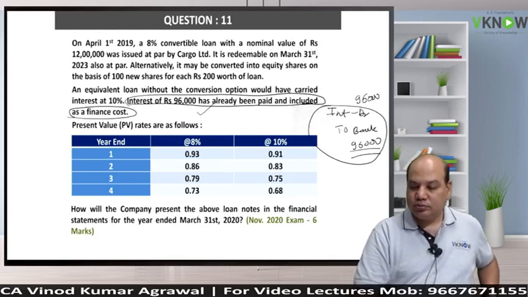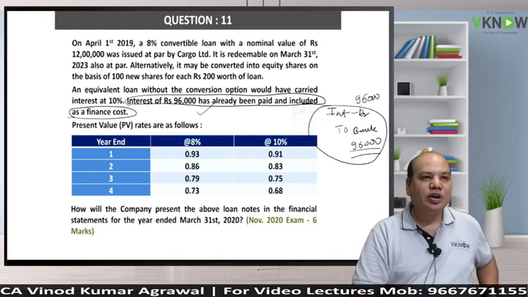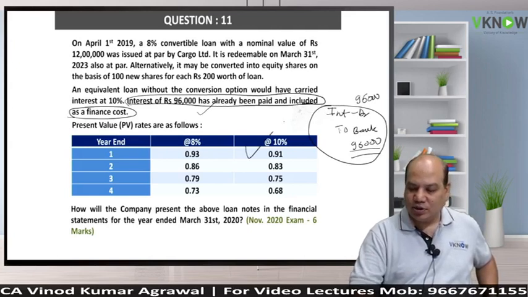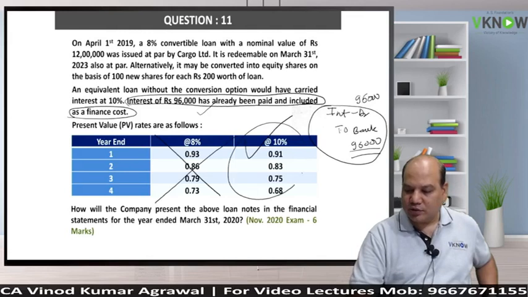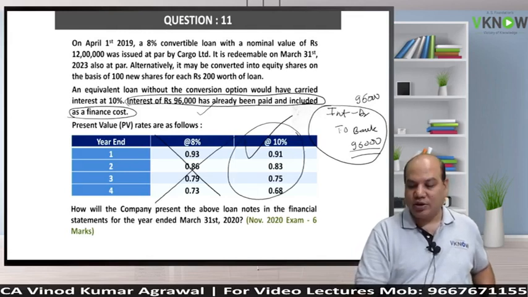Understood? Now they have given you two discount rates, as usual, to confuse you, about which is required and which is not required. 10% is required. 8% is not required. I will use 10% as the discount rate. This is the market rate.